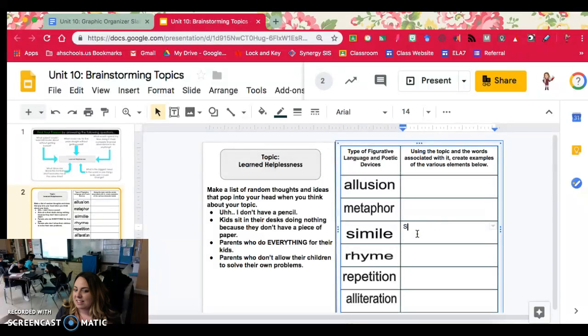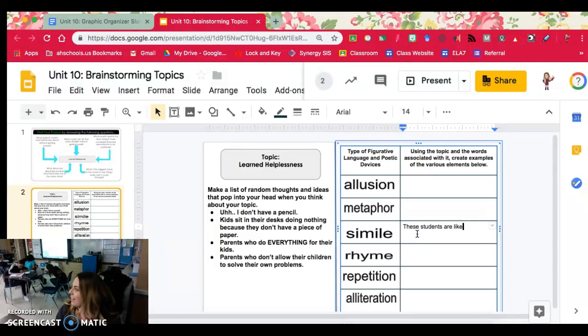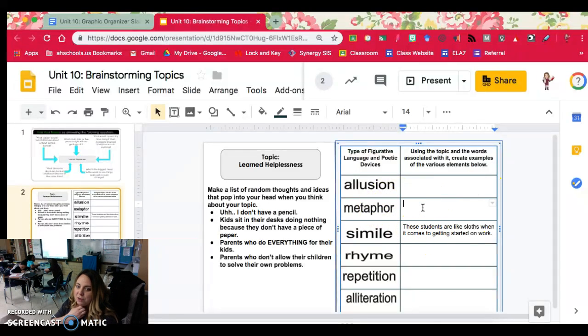these students, because it's not every student, right? These students are like sloths when it comes to getting started on work. Something like that. That doesn't exactly get across my idea, but it's a starting place. A metaphor, or could I think about some rhyming?